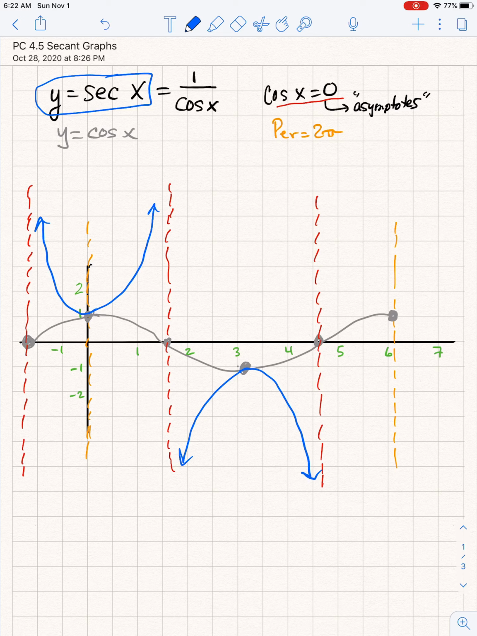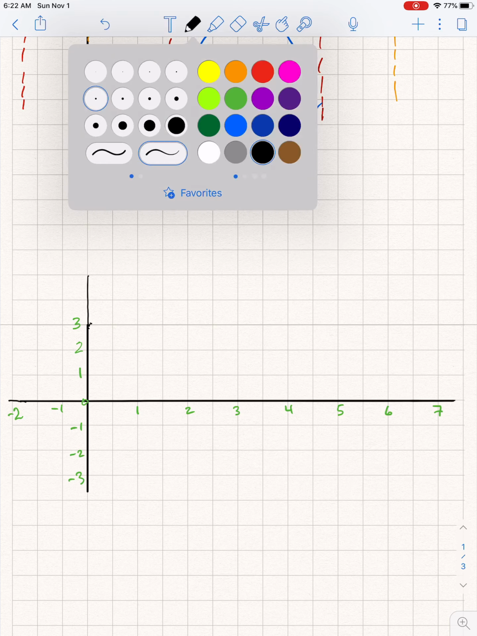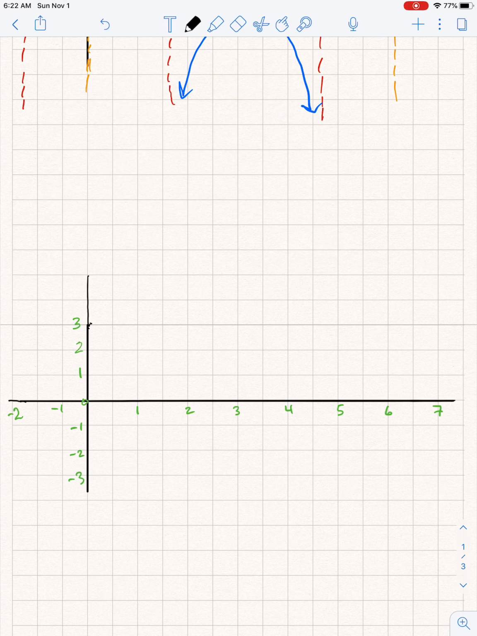Not too bad. So it's just a matter of drawing your parent function, marking your asymptotes, and drawing the reciprocal graph. Good to go. All right, so let's do a second one, and let's add some shifting in the process. So let's try one, how about y equals 2 cosine x plus 1, and then y equals 2 times the secant of x plus 1.